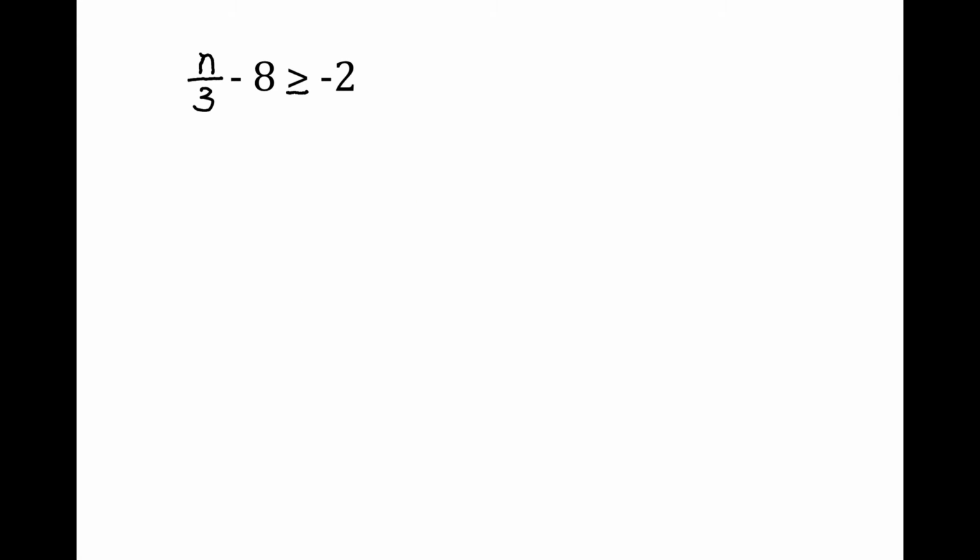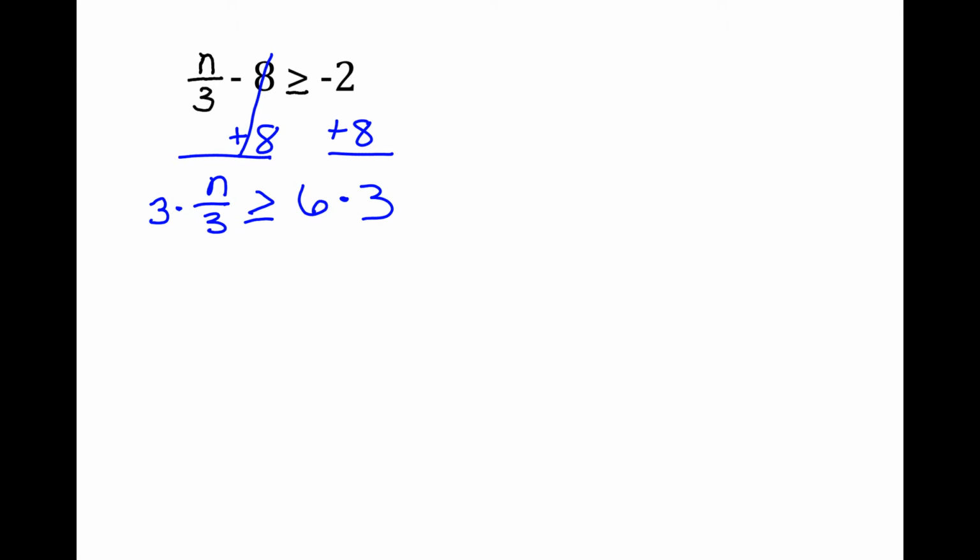We have n over 3 minus 8 is greater than or equal to negative 2. So we notice the 8 is being subtracted, so let's add it to both sides. These cancel, and we're left with n over 3 is greater than or equal to 6. Now the fraction bar here indicates division, so to undo that, we multiply both sides by 3 so that they simplify out over here. So we're left with n is greater than or equal to 18. Good. So let's graph it.